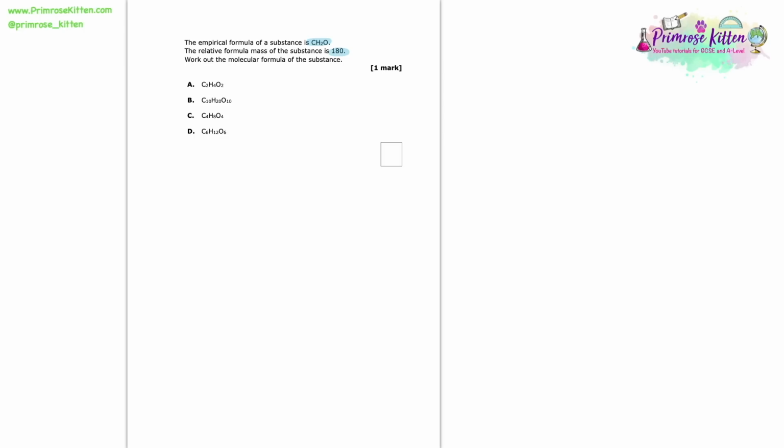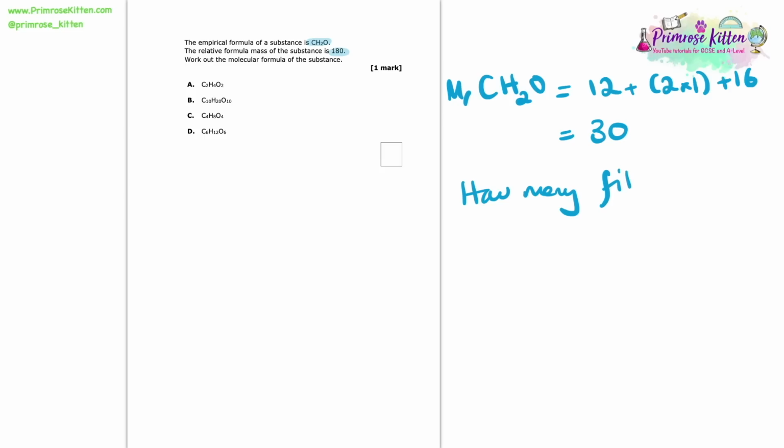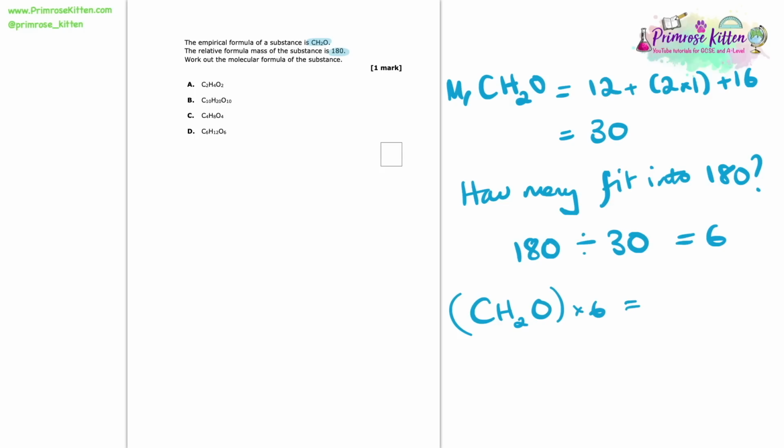To work this out, the best thing to do would be to first work out the molecular mass of the empirical formula. So remember, if we don't know these numbers, we can go to the periodic table to get these mass numbers. So carbon is 12, we have 2 hydrogens, so 2 times 1, and then plus 16 for the oxygen. That gives us 30 for the molecular mass of this empirical formula. However, now we need to ask ourselves, well, how many of these empirical formulas then, with a mass of 30, fit into the molecular mass of 180? So here we've got 180 divided by 30, and we get 6, which tells us that there's 6 times the number of atoms that we have in that empirical formula. So we have C6H12O6. So the answer here is D.